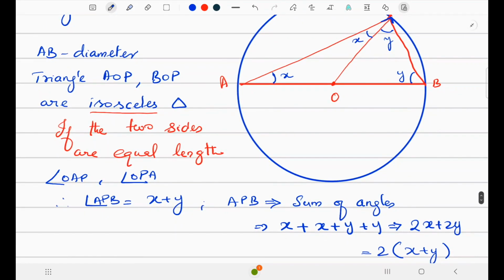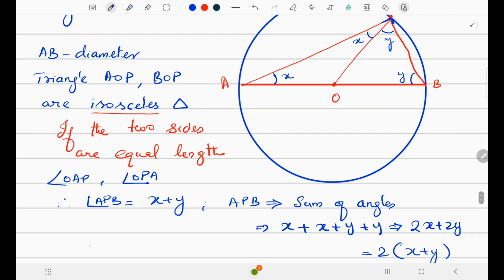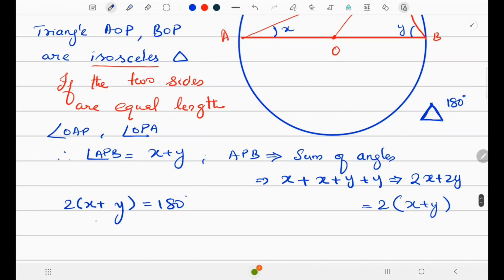And also we know that the sum of angles in a triangle equals 180 degrees. Putting that in this equation, 2 times (x plus y) equals 180 degrees. Already we know, because we have studied, that the sum of the angles in any triangle is 180 degrees. There is a rule. Then x plus y alone is 90 degrees.